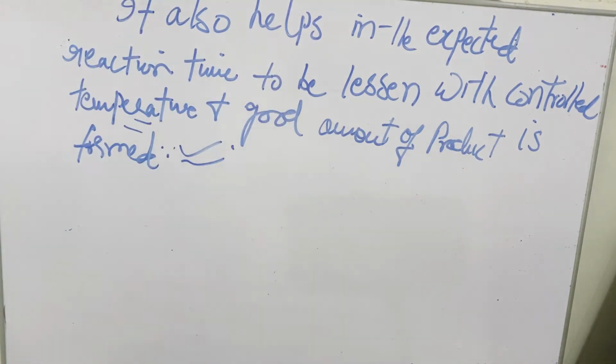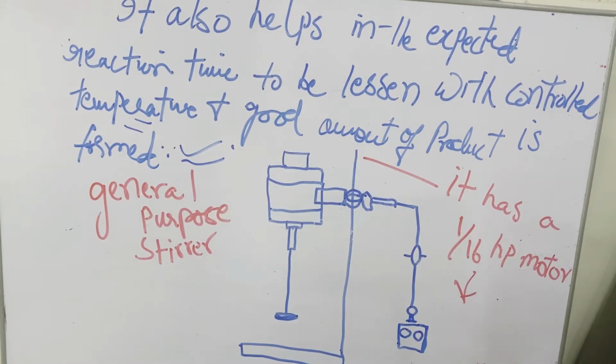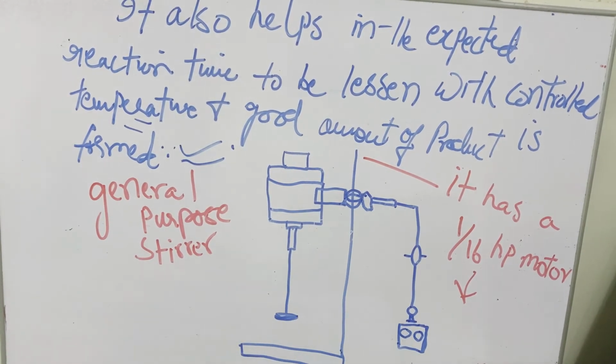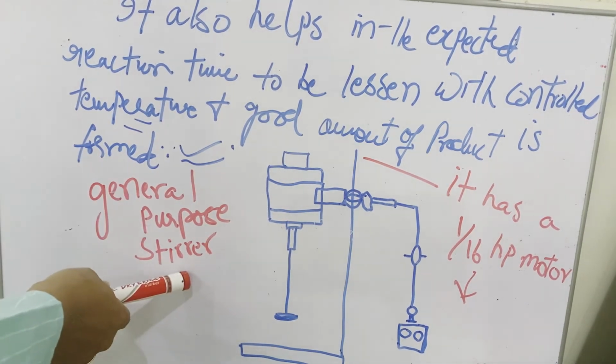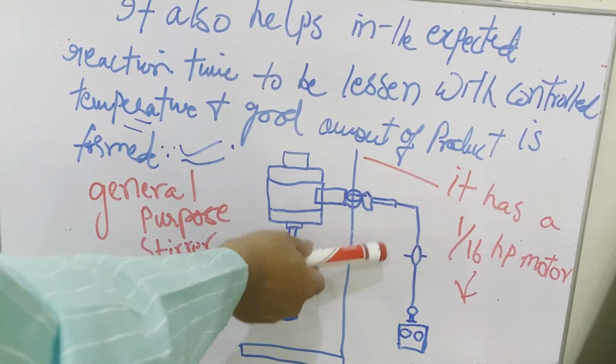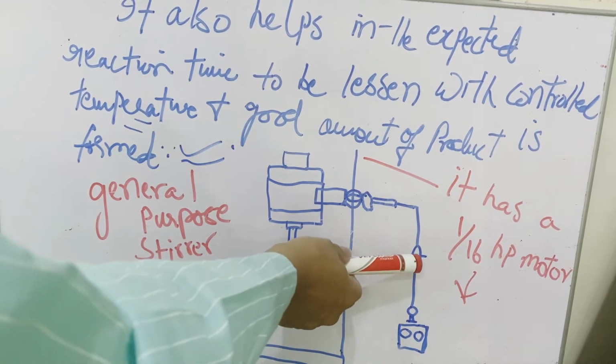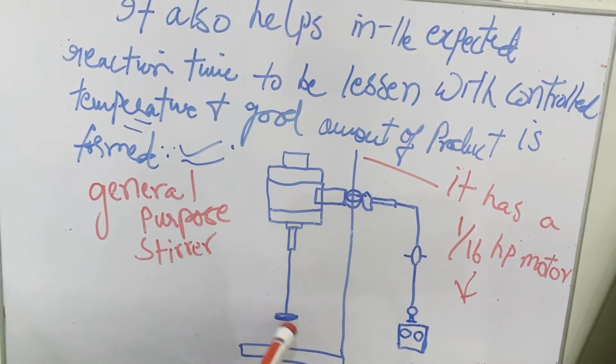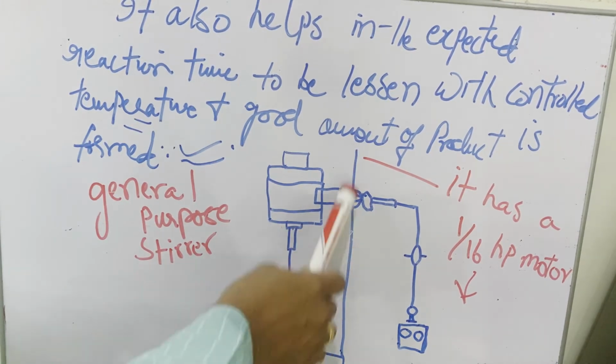Now I will show you in figure 1. I'm going to make a figure in which I will show you a stirrer. Now this is a figure of a stirrer, which we also call a general purpose stirrer. It has got a motor of about 1/16 HP, and you can see there's a stand over here.